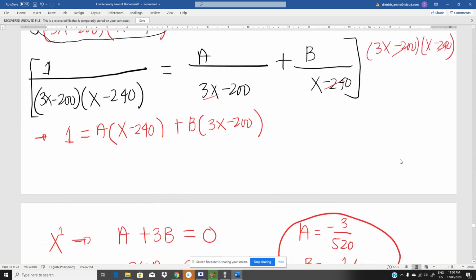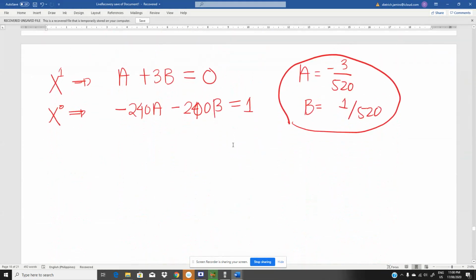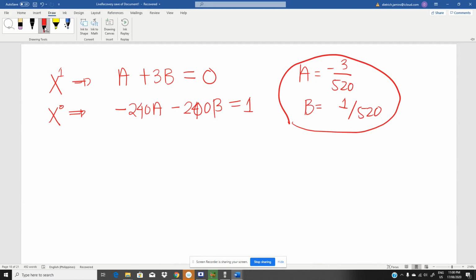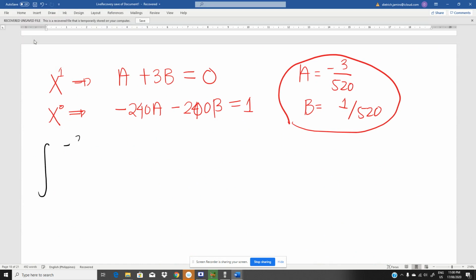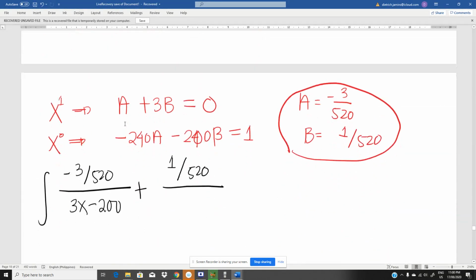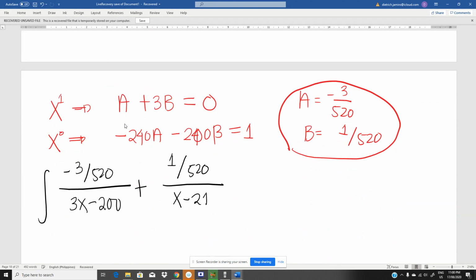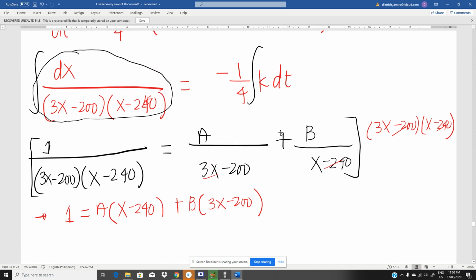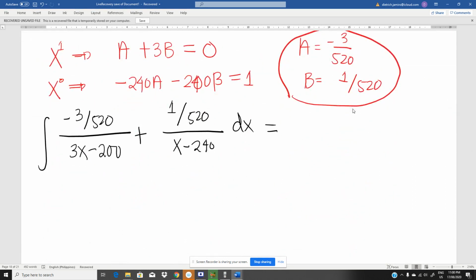Substituting this into our integral, we will have the integral of negative 3 over 520 all over 3x minus 200, plus 1 over 520 all over x minus 240, dx, is equal to negative 1/4 integral of k dt.